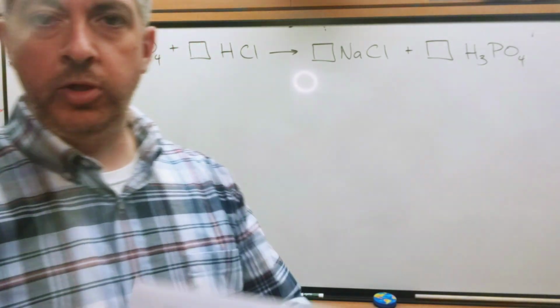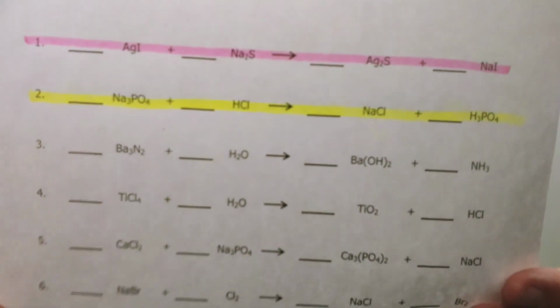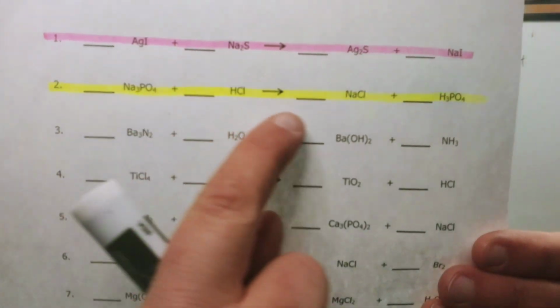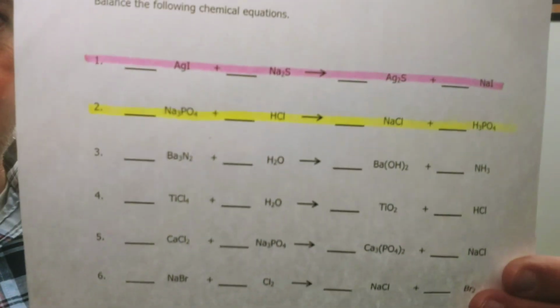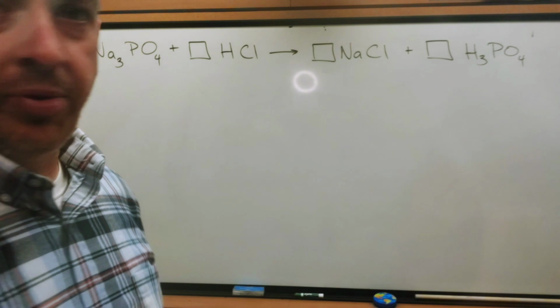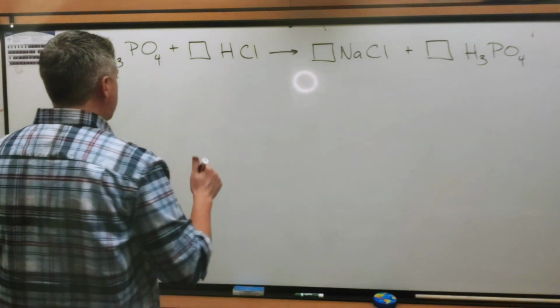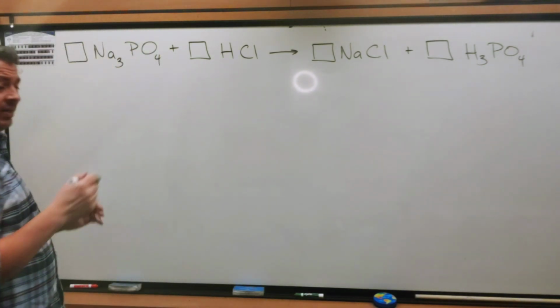Okay, now it's time to do number 2. This is the one that I highlighted in yellow. Okay, we're going to do the second one right here. It's a bit more challenging, so I put it up here on the board. We're going to do the same steps that we did earlier.